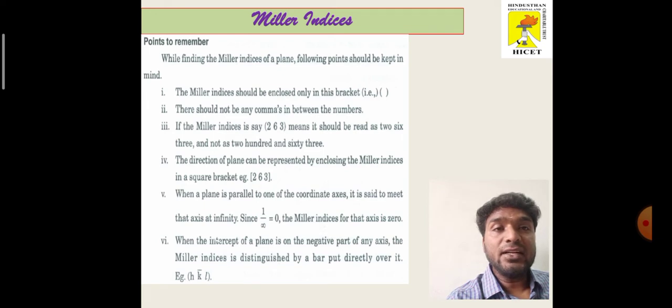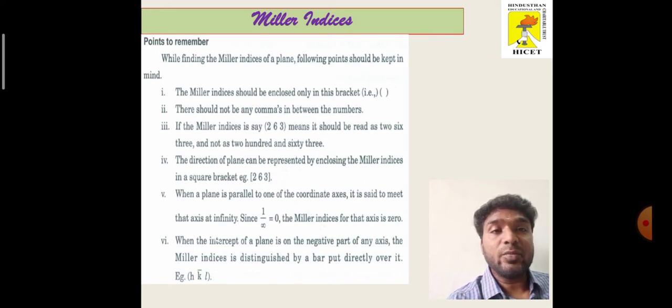If the Miller indices is, for example, 263, it should be read as 2-6-3 only, not as two hundred sixty-three. And the direction of the plane can be represented by enclosing the Miller indices in a square bracket.